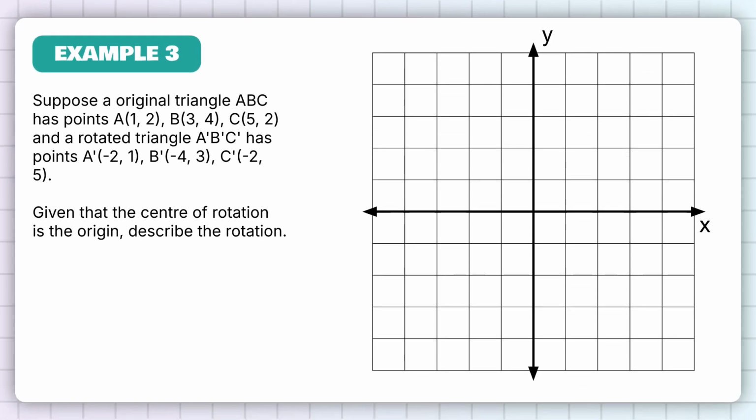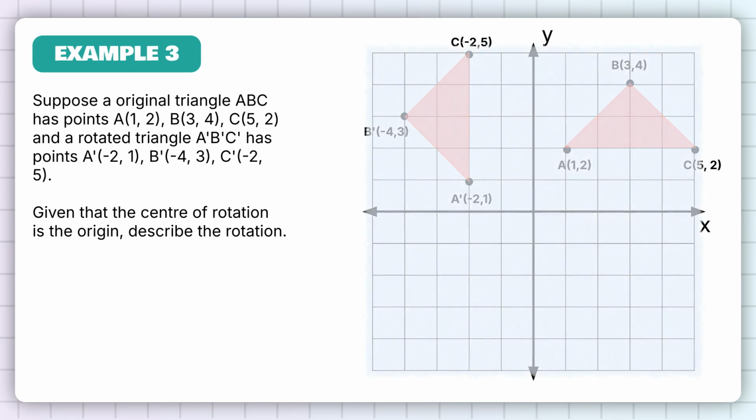We can also use a similar technique to identify rotations. When given a figure and its rotated image, you can determine the center, angle, and direction of rotation by comparing the coordinates of corresponding points. For example, suppose we have been given the coordinates of an original triangle ABC and the points of the triangle following its rotation. If we are also told that the center of rotation is the origin, describe the rotation.